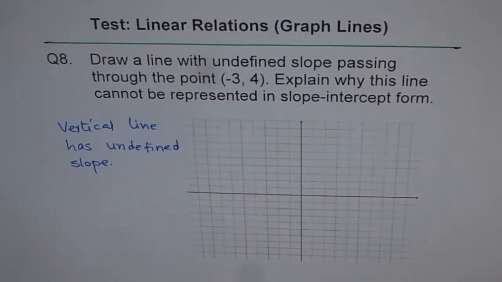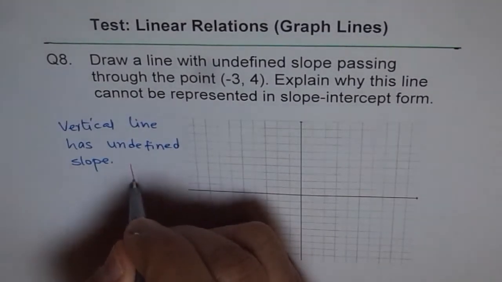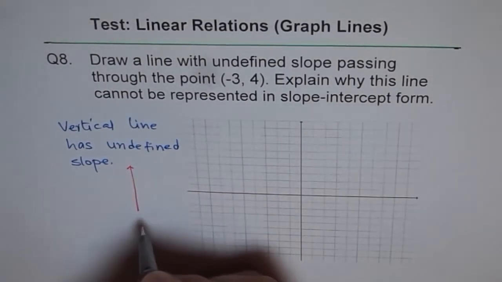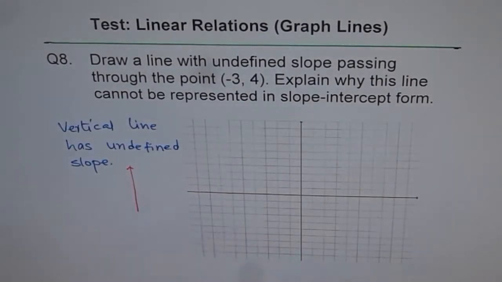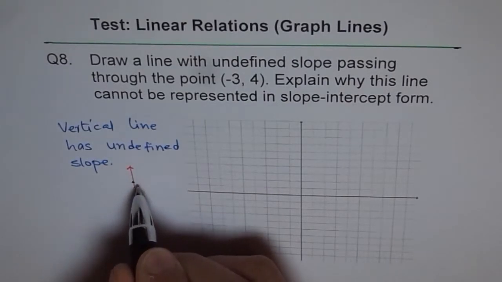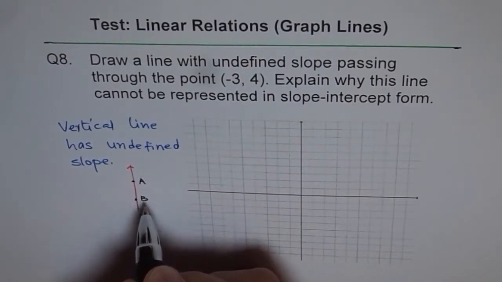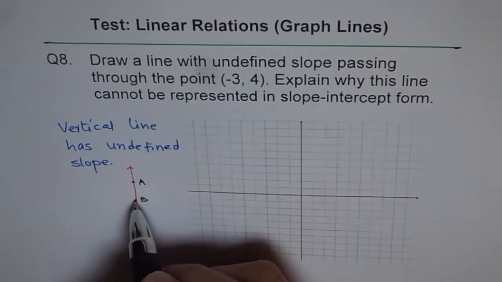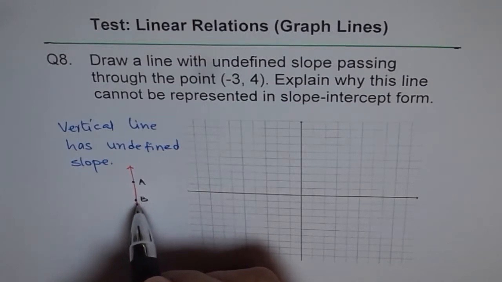So it is like if you have a vertical line like this, then what is rise over run? Consider any 2 points on the line. Let's say we have a point A and a point B, right? So how much is the rise? Rise is this much, right? From B to A. And how about the run? The run is 0.